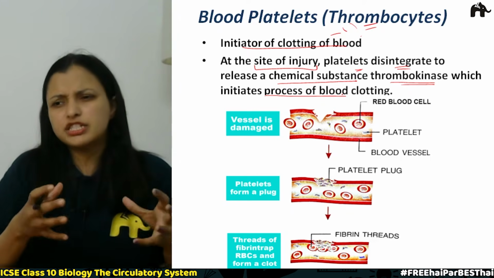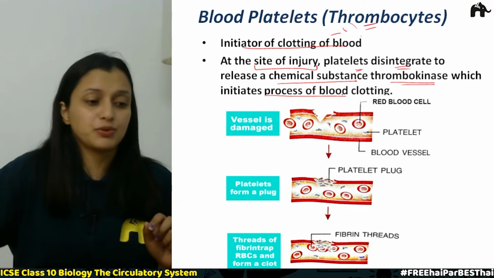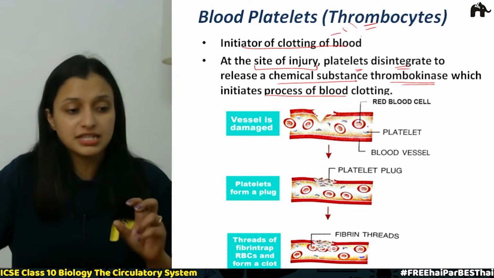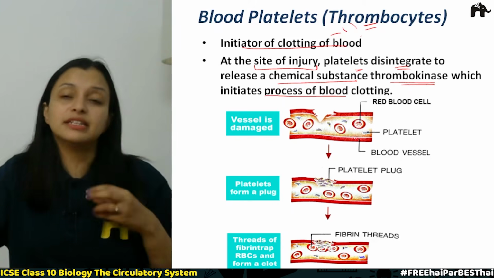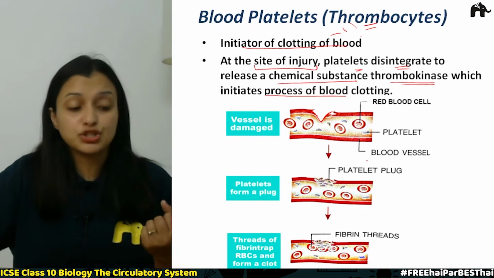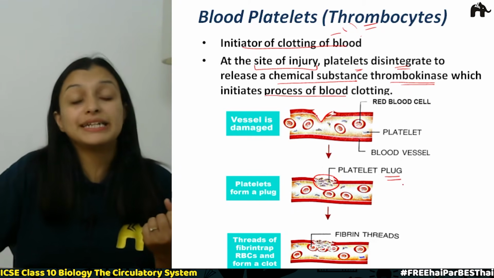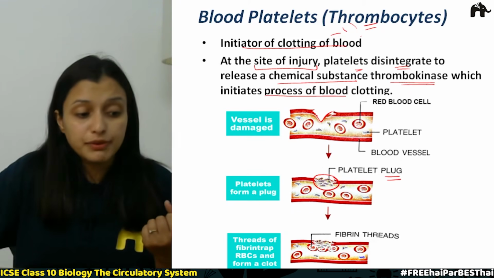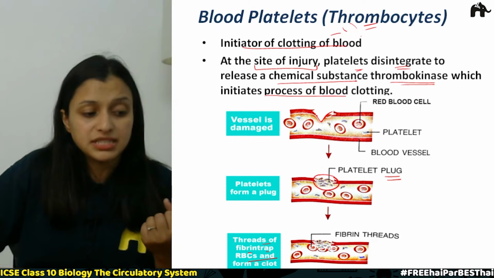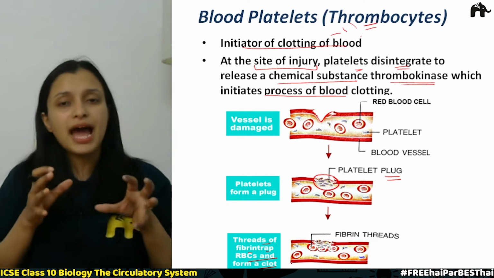So just take an overview of how blood clotting happens. If you see, this is a blood vessel, right? Inside the blood vessel there are different types of cells. There are RBCs, there are platelets, and there are other cells also. As soon as the blood vessel gets damaged, all the platelets come to the damaged site and form a platelet plug. Finally the fibrin also comes here and forms threads. The threads of fibrin trap RBCs and they form a clot, right? So this was just an overview of how clotting happens in our body.